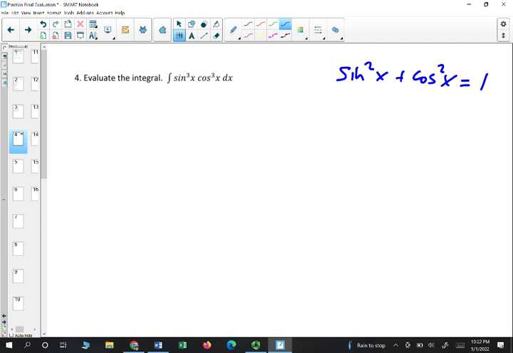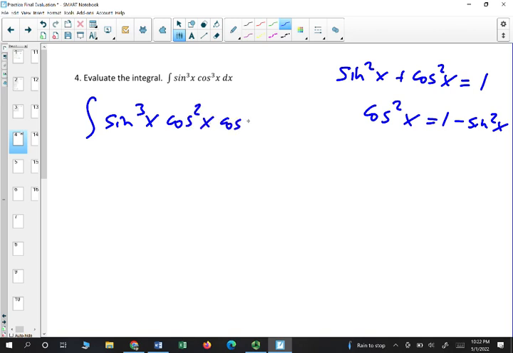If I were to solve this for cosine squared, I would minus the sine squared both sides. So I would have cosine squared x equals 1 minus sine squared x. So that's what we would do. We'll start off with sine cubed x cosine cubed. We could just split apart to say cosine squared x times cosine x. So now we would replace cosine squared with 1 minus sine squared.